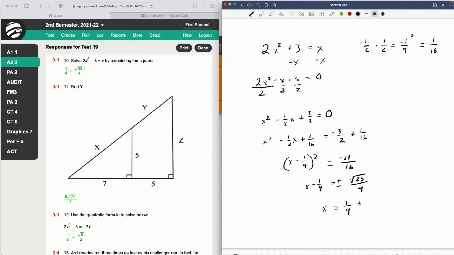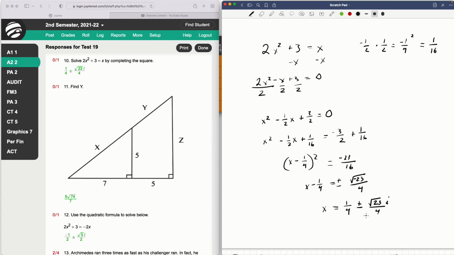Actually, I'm sorry, I dropped the negative, so that would become i right there. So don't drop that negative. It's important. The square root of negative 23 over 4 is the square root of 23 over 4 i. Okay. All right. That was number 10. Let's look at number 11.